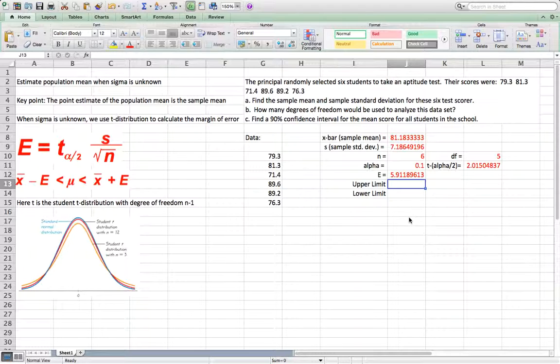Now, after figuring out the margin of error, I use this formula to figure out the upper limit and lower limit of the confidence interval. The upper limit equals x bar, which is in J8, plus the margin of error, which is in J12. The lower limit is x bar, J8, minus J12, the margin of error. So I construct a confidence interval from 75.27 to 87.09. Well, you can round up to 87.10. If you have any questions, please give me an email.